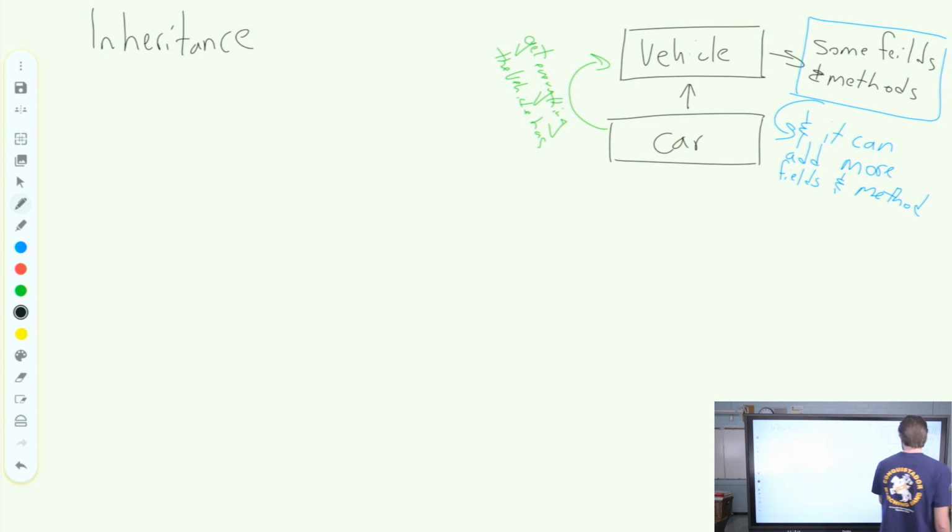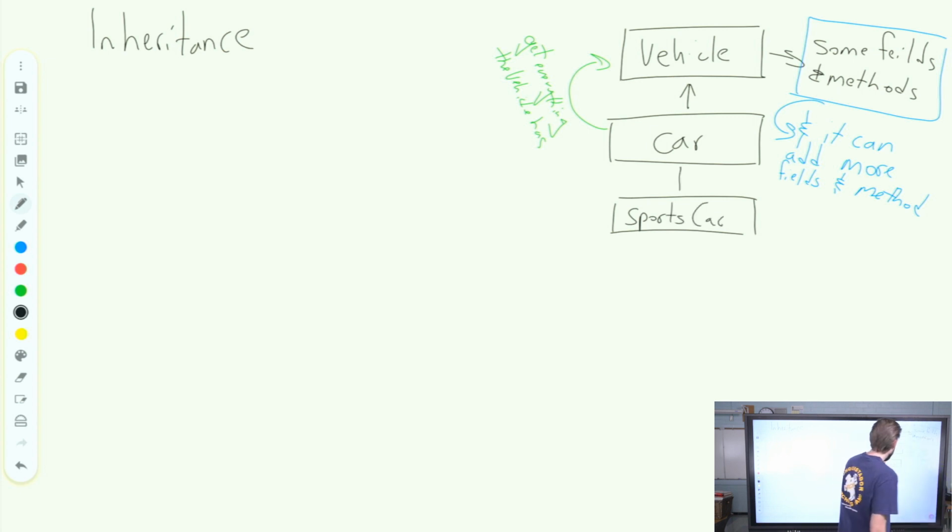I can create a sports car that by its nature will get everything that a car has, which will also already have everything that a vehicle has. So I can add even more information and have all of the same fields and methods that were already written and utilized in our car and our vehicle classes in inheritance. This is going to become super useful for us and is a fantastic, wonderful tool that we use all the time. So how do we do this?